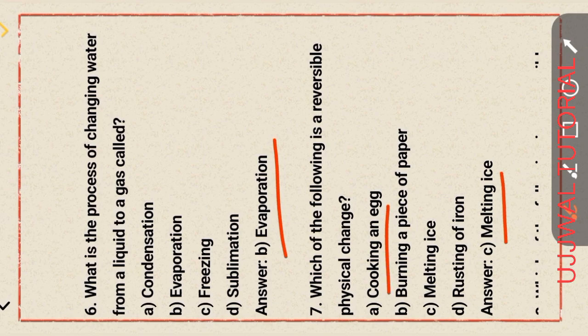But cooking of egg is chemical and irreversible. Burning of a piece of paper, chemical and irreversible. Rusting of iron, chemical and irreversible change. So option C is the right answer.